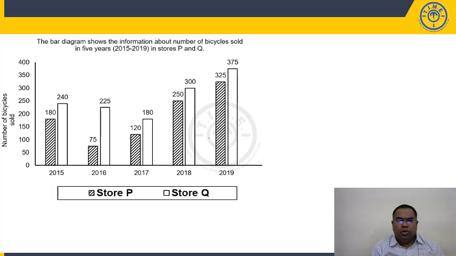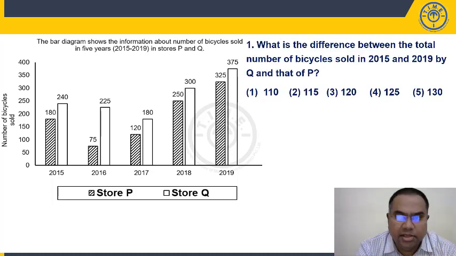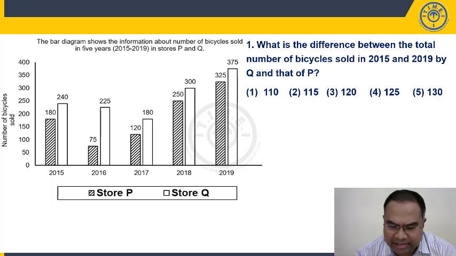So we have two companies P and Q, sales of their bicycles from 2015 to 2019. First question on your screen. Right. Solve this. First you try this, then I will solve the question.